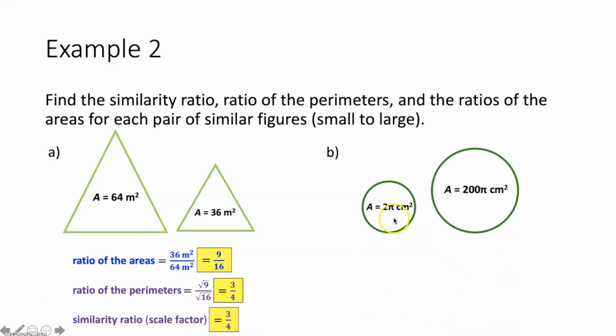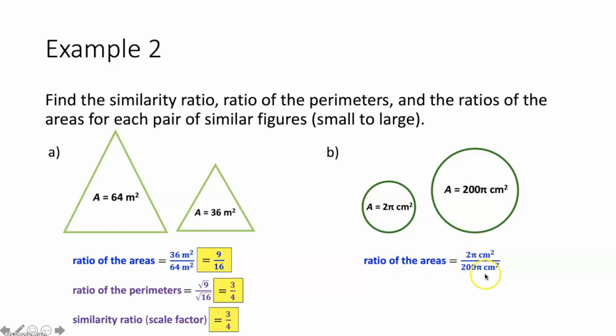Part B, doing the same thing, and we are again given the areas of our two similar figures. So in order to find the similarity ratio, ratio of the perimeters, and the ratio of the areas, we have to start with the ratio of the areas, because that's what we're given. So we're going to set up a ratio small to large, meaning we're going to take the area of our smaller circle and put it over the area of our larger circle, and simplify that ratio down in order to get the ratio of the areas.